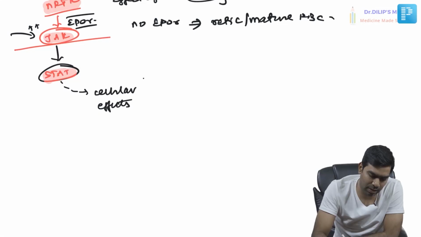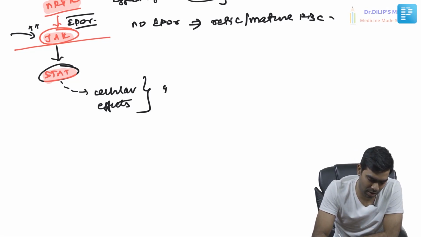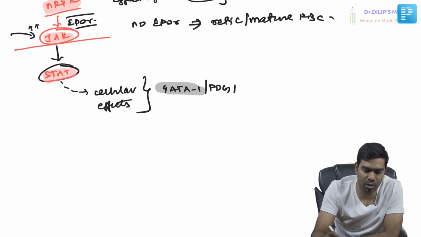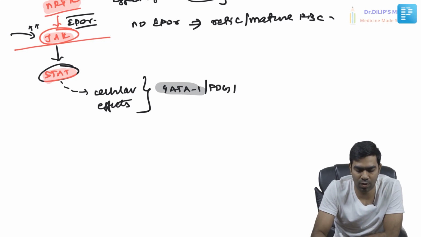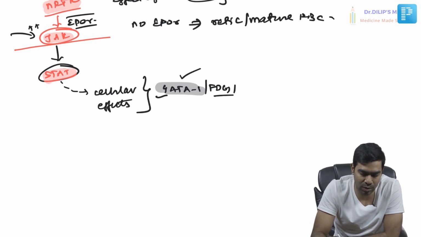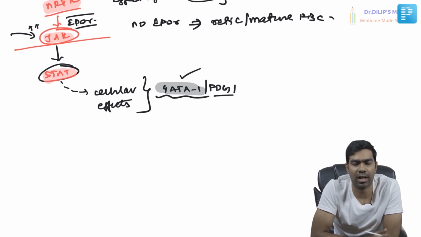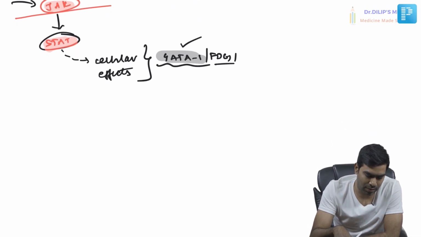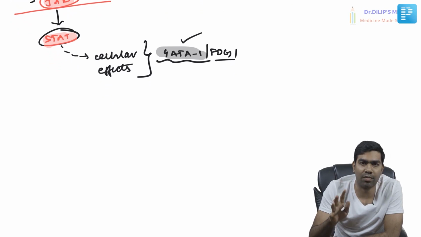And what cellular effects are you going to get? They are going to increase the transcription of GATA1 and FOG1. This GATA1 is extremely important for the erythroid lineage pathway. FOG1 is not that specific, but GATA1 is extremely important for erythroid lineage differentiation. So that is the reason why erythropoietin can increase GATA1 transcription and increase the survival and lineage differentiation towards the erythroid lineage. All these things are very important that you have to know.